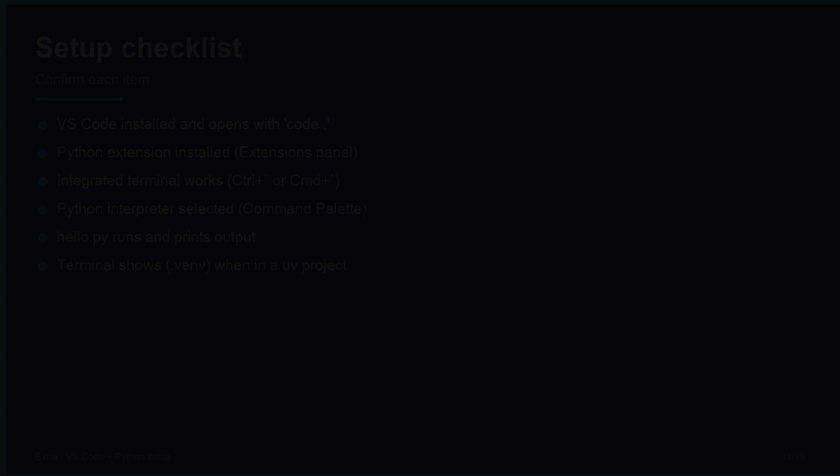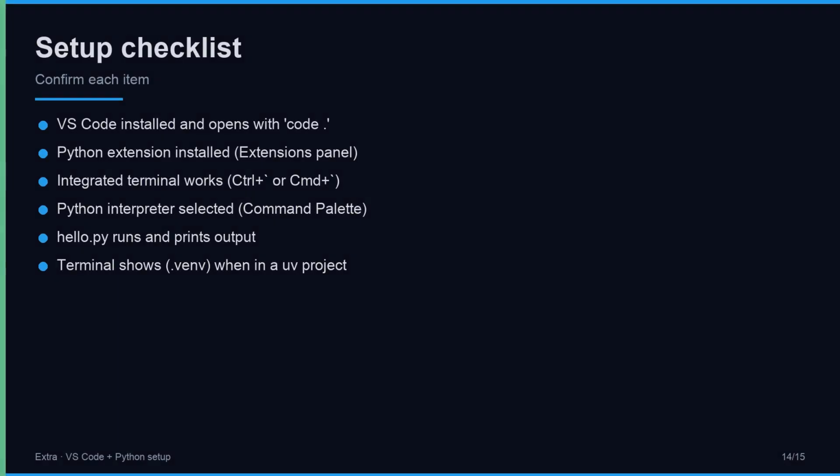Ready for projects. Here is the final checklist. VS Code is installed and opens from the terminal with code. The Python extension is installed, check the extensions panel. The integrated terminal works, press Ctrl backtick or Cmd backtick. The Python interpreter is selected, check via command palette, Python: Select Interpreter. Hello.py runs and prints output. And the terminal shows .venv in parentheses when you are inside a UV project. If all 6 items are green, you are ready. 6 items. All green. Ready.